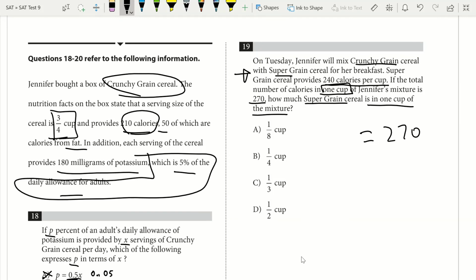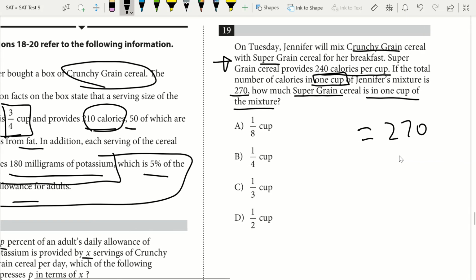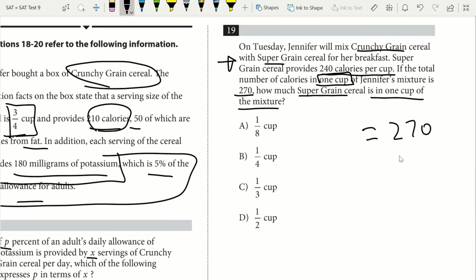Now, the reason I'm going through these and not doing do you see what I see is because it's paired problems and we're going to have to go back and forth, and I'm not going to be able to show all the back and forth on my screen, so that's why I'm going to go through it by myself. All right, so in this case, we've got 240 calories per cup from the super grain. So I'm going to represent super grain as S. Okay, so we have 240 calories per cup of super grain. So that's going to be an S there.